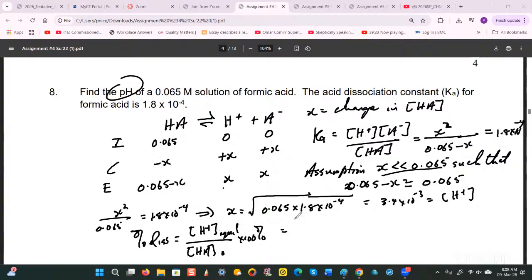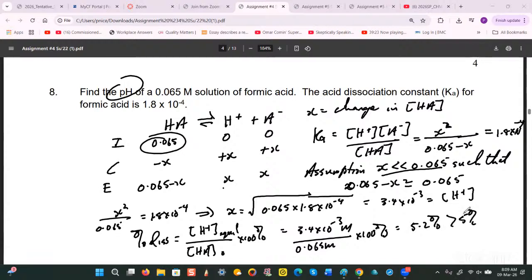So the concentration of H plus at equilibrium is what we calculated here, which is 3.4 times 10 to the minus 3 M, divided by the original concentration of the acid, which is 0.065 M, times 100%. So let's see what that gives. 3.4 times 10 to the minus 3 divided by 0.065 times 100%. This turns out to be 5.2%, which is greater than 5%, which is the criterion that we use to determine whether or not the assumption is valid. So what does that mean? That means that the assumption that we made earlier is not valid.